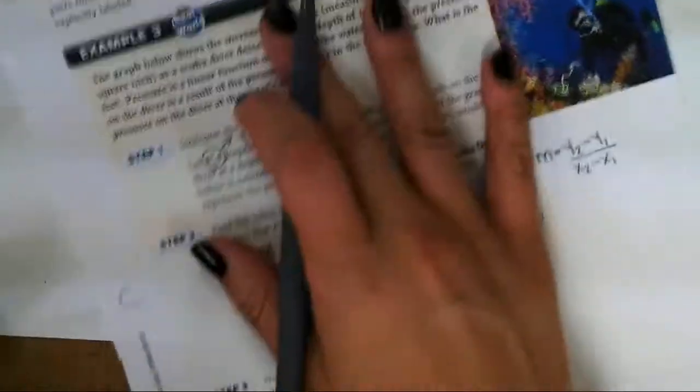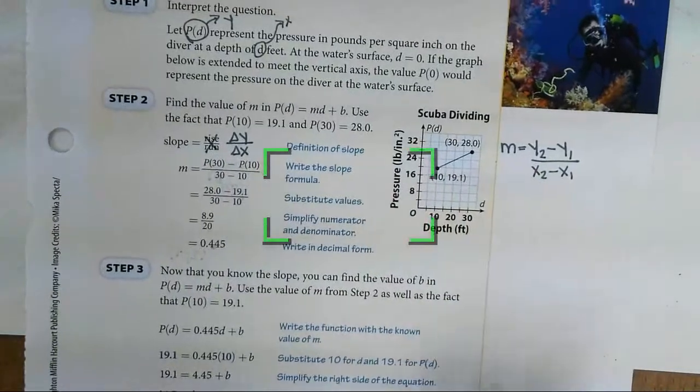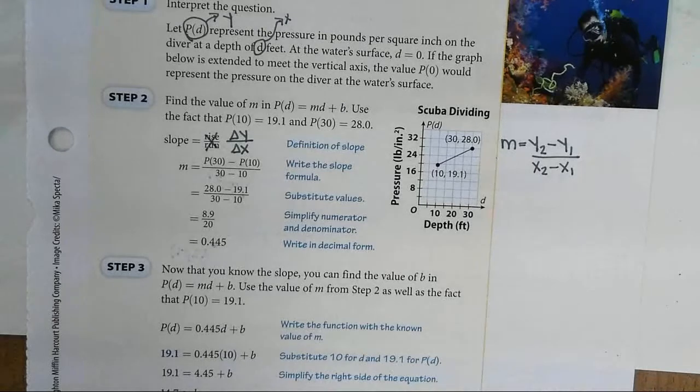Now, in this particular case, since you're dealing with a real world type question, sometimes there's not a way around it, and you're going to have a slope that is a decimal. I know that I emphasize so much in class not to put your slope in decimal form, but in a case like this, you're going to have to put it in decimal form.